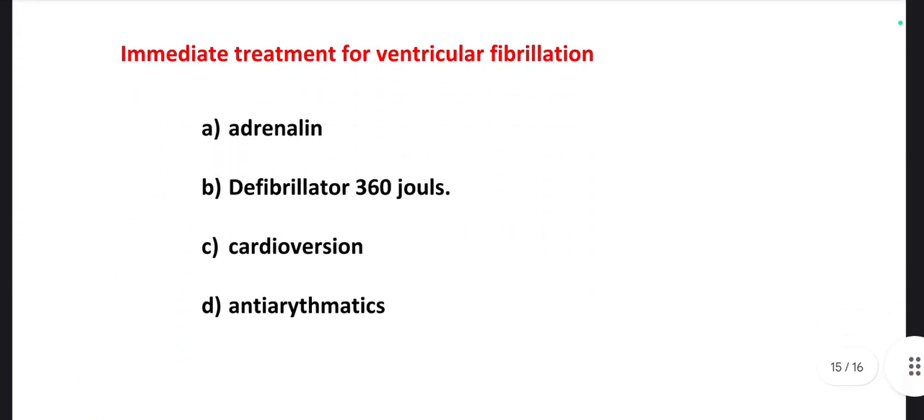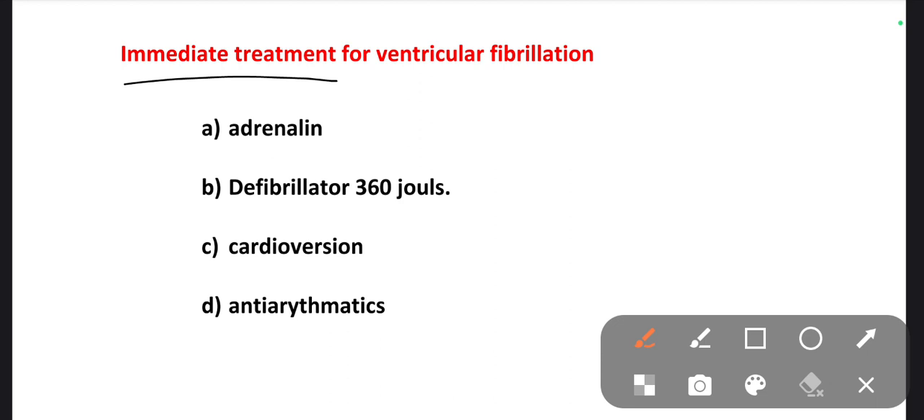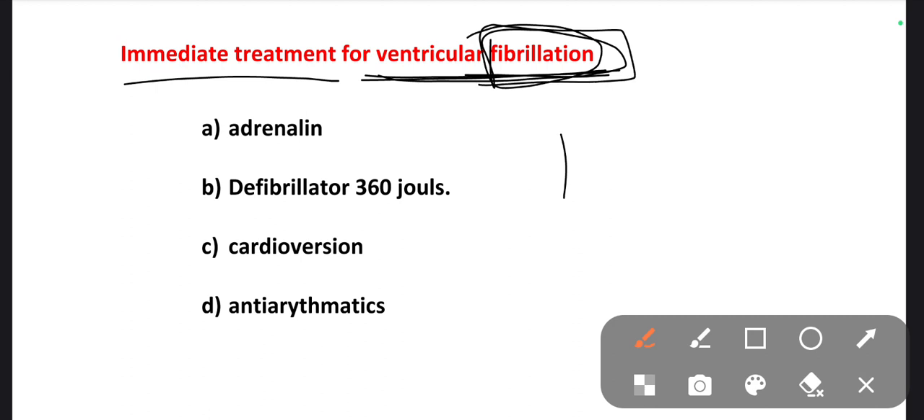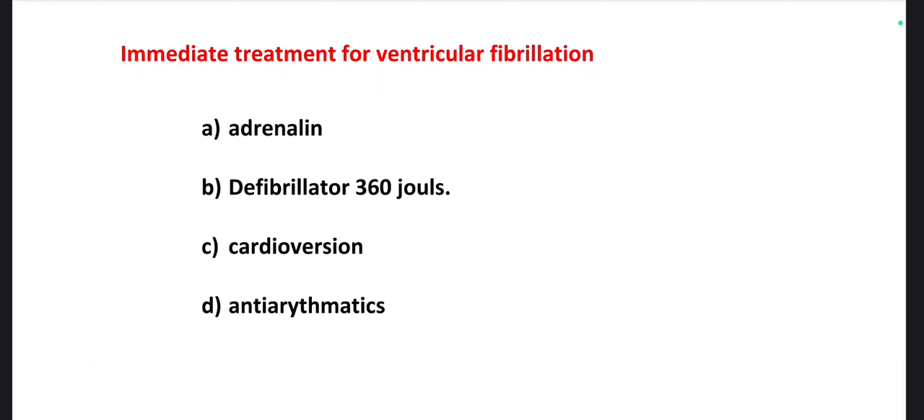The next question is the immediate treatment for ventricular fibrillation. Fibrillation is nothing but abnormal ventricular contractions. There is no systematic rhythm. We cannot find a systematic rhythm in the ventricular chamber. So that is called fibrillation, abnormal rhythmic movements of the ventricle.